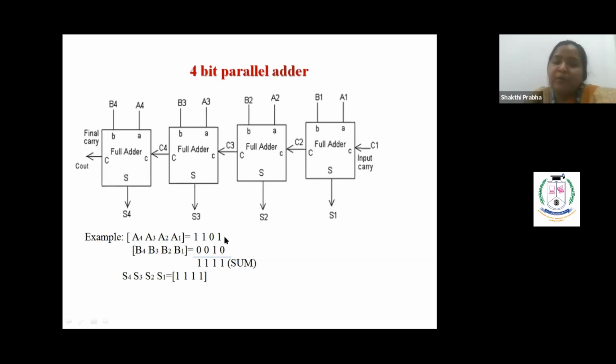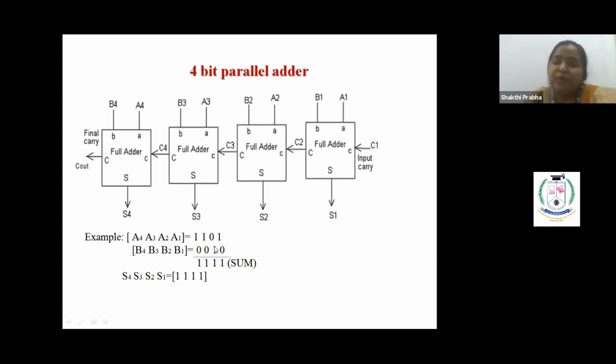So what is 1 plus 0? 1. Again, what is 1 plus 0? 1. So my sum will be 1, my carry will be 0, which will be fed as an input to the third full adder. So the same way this process keeps on going, until I perform all the 4-bit addition.